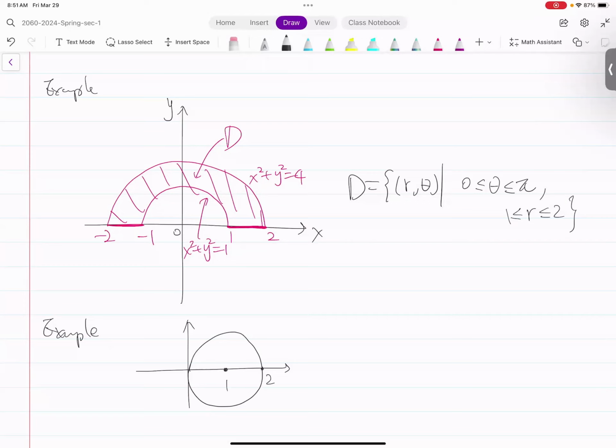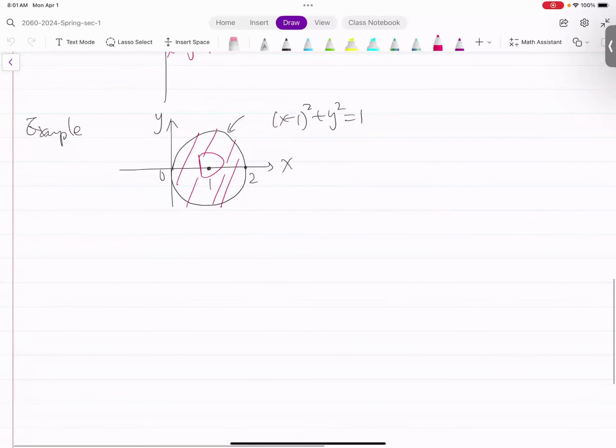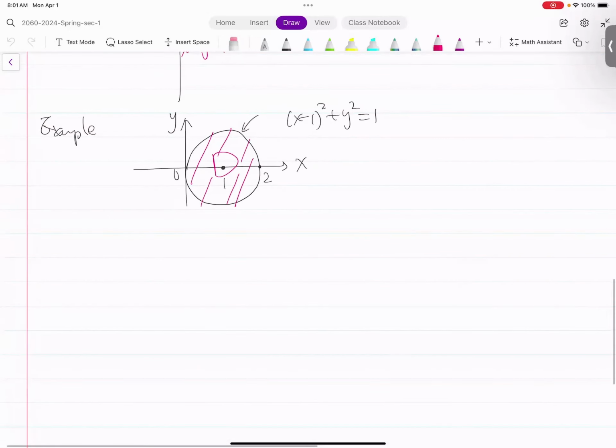And the diameter is the x-axis. So the boundary here is (x minus 1) squared plus y squared equals 1. So that's it. We're talking about the description of this kind of disk. But here the center of this circle is not at the origin, so it's slightly different. But we know that the diameter here is on the x-axis.